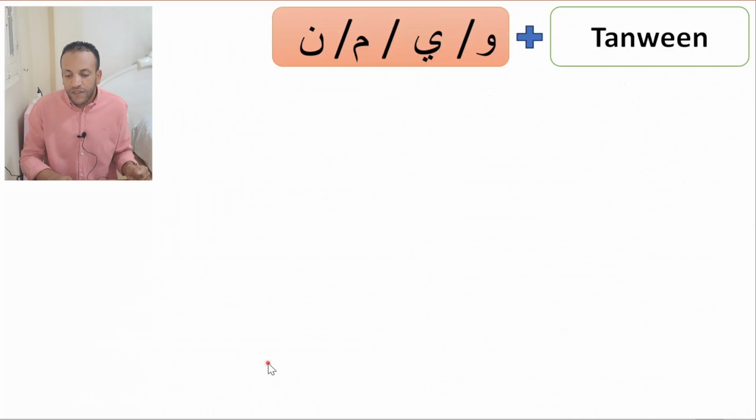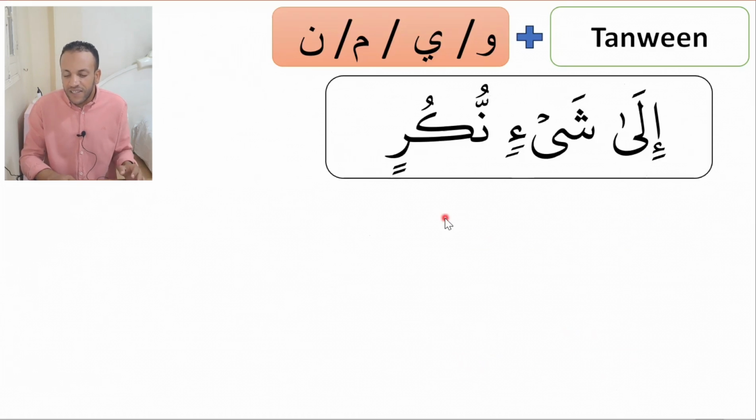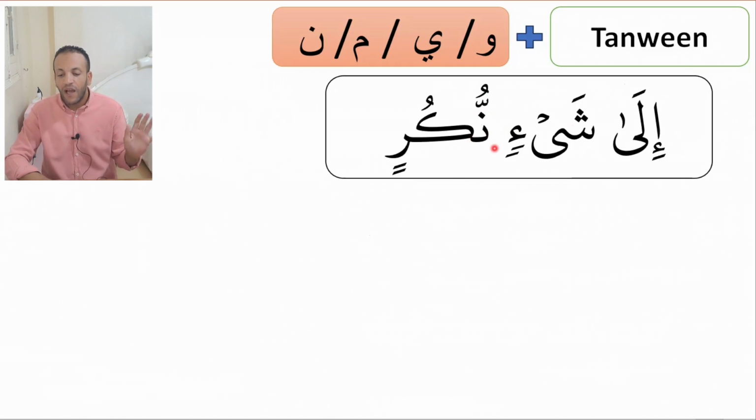In the case of the letter noon, it is very, very easy. Why is it very easy? Because tanween is like the letter noon. So the scientists of language wrote the shadda for us, and the easiest way to apply this rule with noon, when the following letter starts with noon, is to delete the tanween.